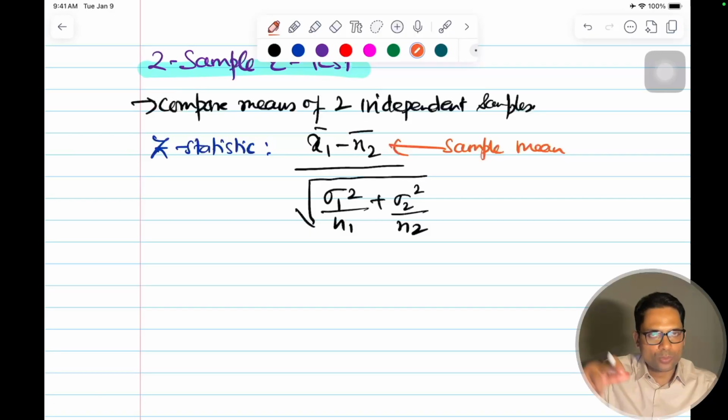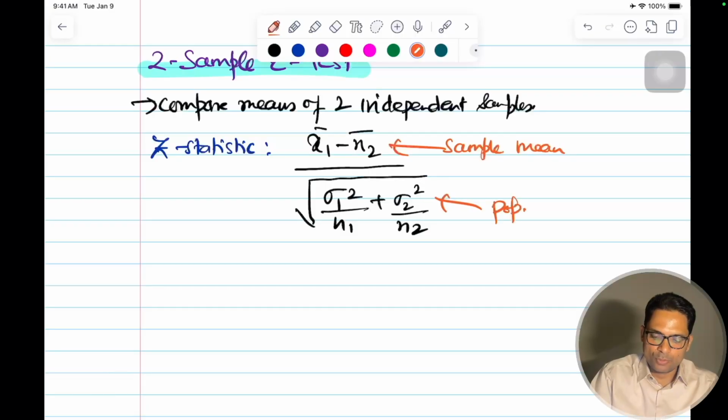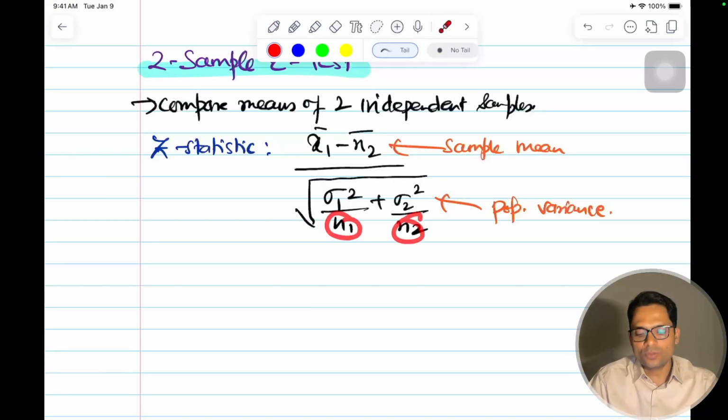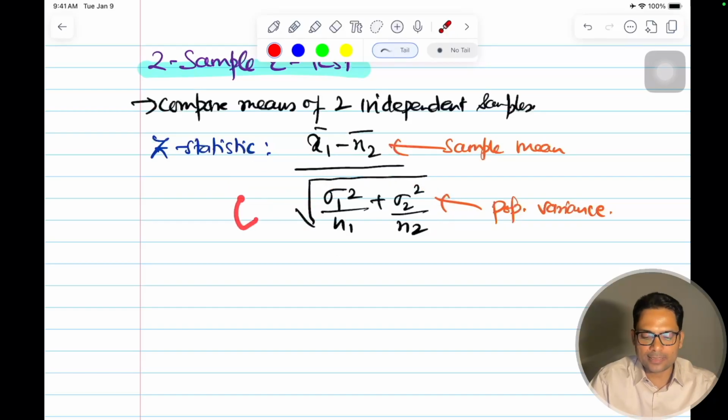If you take the square root of these, these are variances, right? These are population variances which are known for both the samples. When we scale it, we divide by n1 and n2 so that it's standardized. So this whole term will be acting as sigma or standard deviation, and the units of both will be the same, and that's how we standardize the test statistic.